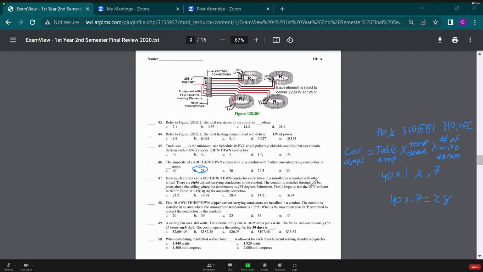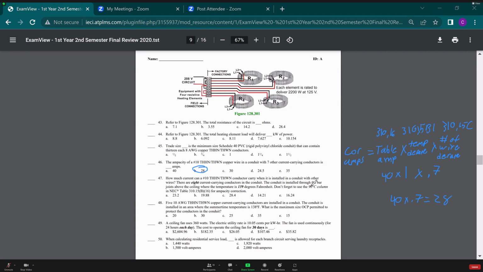All right, now 47, almost exactly the same thing, except you can see the last sentence says, don't forget to use the 90-degree column in NEC table 310.15 B16 for ampacity correction. Has anyone been able to find a 310.15 B16? If you're looking in the 2020 or 2023 code, it ain't there.